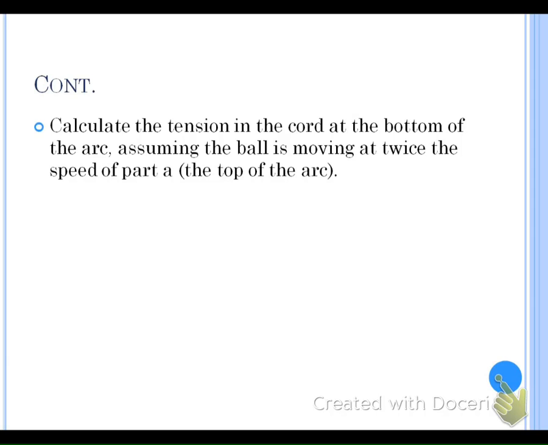So now we want to look at the tension in the bottom of the string when it hits the bottom of its path. Okay? Just for this problem only, we assume that the velocity is twice what it was at the top when it gets to the bottom. So our free body diagram at the bottom is going to look a little different. Force of gravity is pulling down, but force of tension this time will be pulling up if it's at the bottom of its arc.